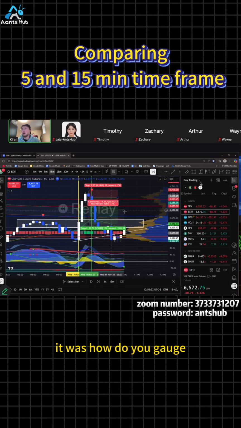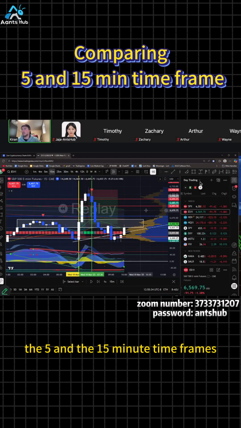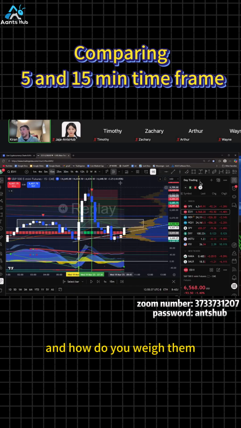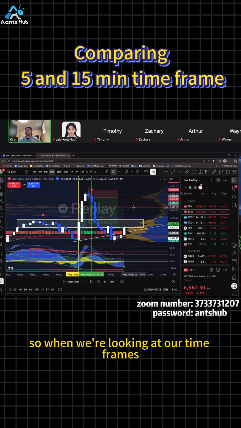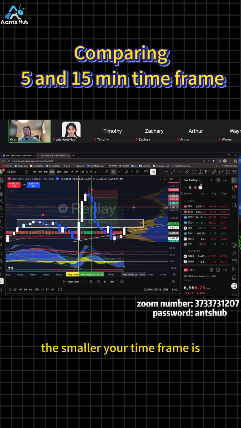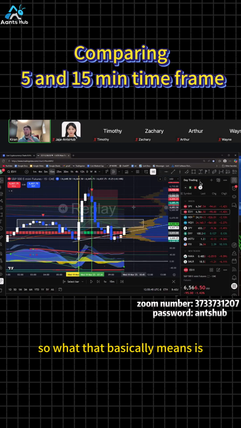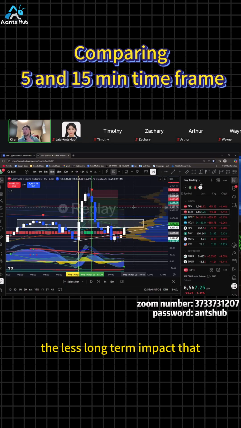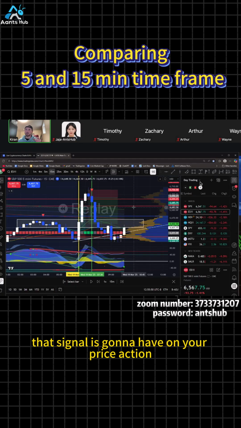Repeat the question. It was, how do you gauge the 5 and the 15-minute time frames, and how do you weigh them when they disagree with each other? So when we're looking at our time frames, the smaller your time frame is, the quicker your scope. What that basically means is the smaller time frame you look at, the less long-term impact that signal is going to have on your price action.